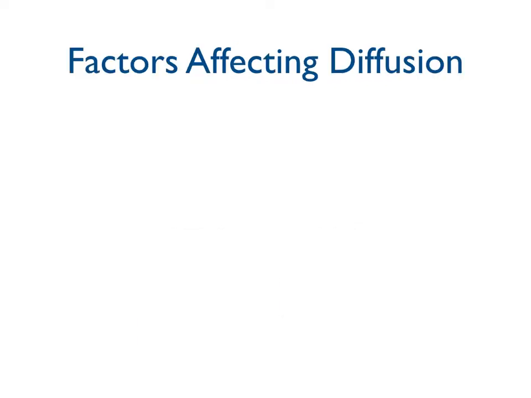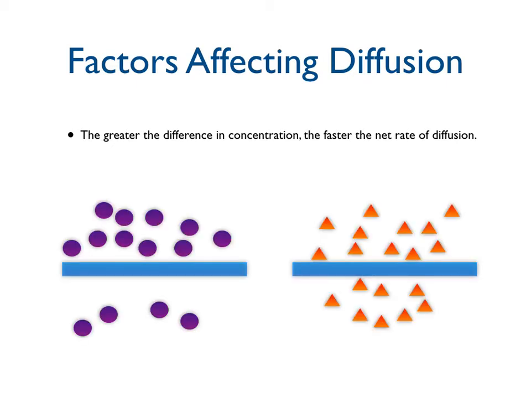There are several factors that affect the rate of diffusion, one of which is concentration. The important thing to remember is that the greater the difference in concentration between two environments, the faster the net rate of diffusion. To better explain this concept, look at the figure on the screen. Notice that in the figure on the left, there are more molecules above the plasma membrane than there are below it, whereas in the figure on the right, the particles are more evenly distributed across the plasma membrane.